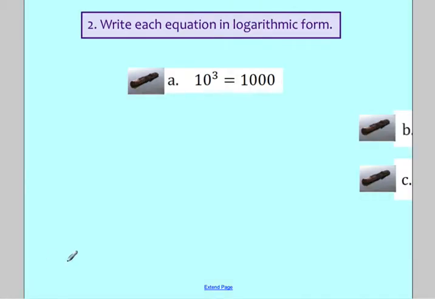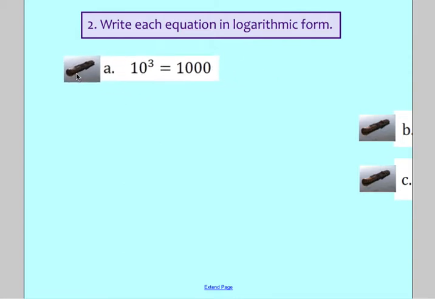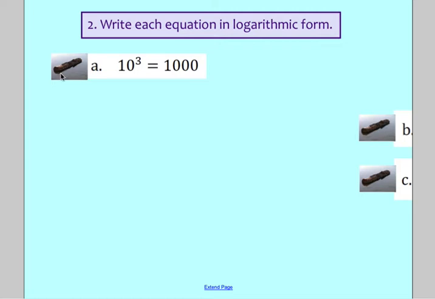Now we're going to go ahead and write it in logarithmic form. So now I have the opposite. I have what we came up with as our answer from before. So I have 10 to the third equals 1,000. Well, let's start with what my base is. My base is right here. So it is log base 10 of the answer. So this is my answer. So 1,000 is equal to the exponent, which is 3.